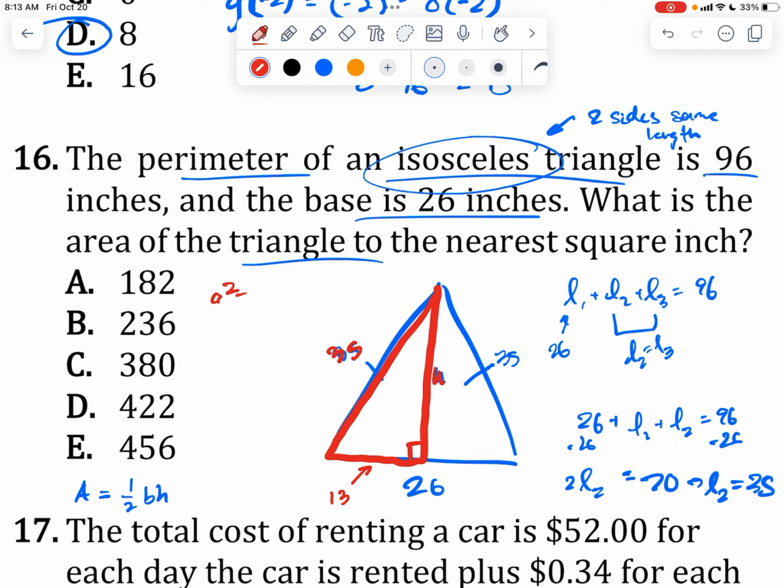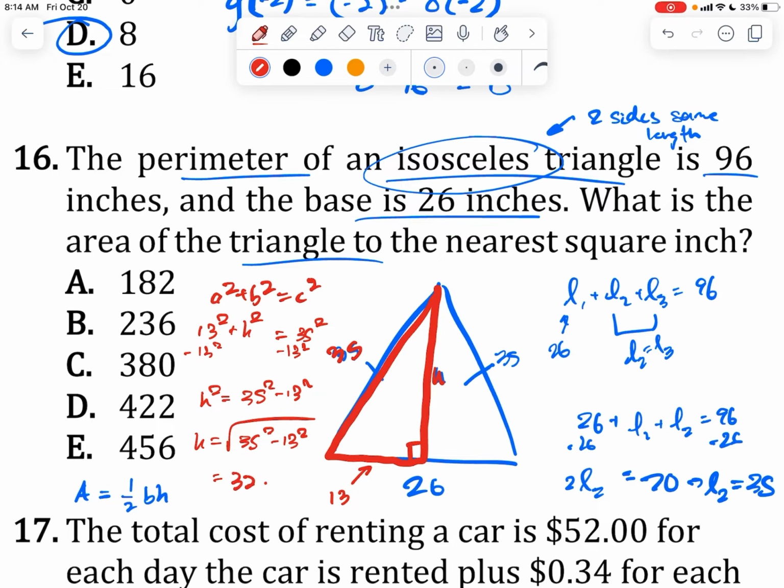So let's just plug in the Pythagorean theorem. I know that the hypotenuse is 35 squared. I know one of my legs is 13, so that's 13 squared, and then h squared is the other squared term. I can solve this by subtracting 13 squared on both sides. h squared is equal to 35 squared minus 13 squared. h is equal to the square root of 35 squared minus 13 squared. We get 32.496. That is my height.